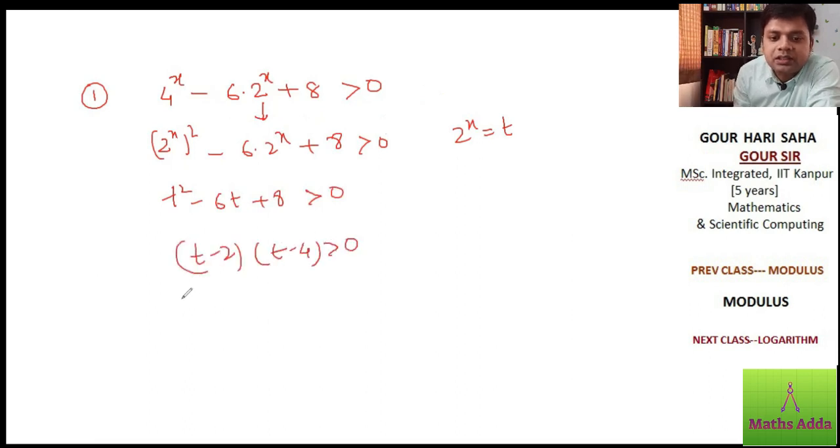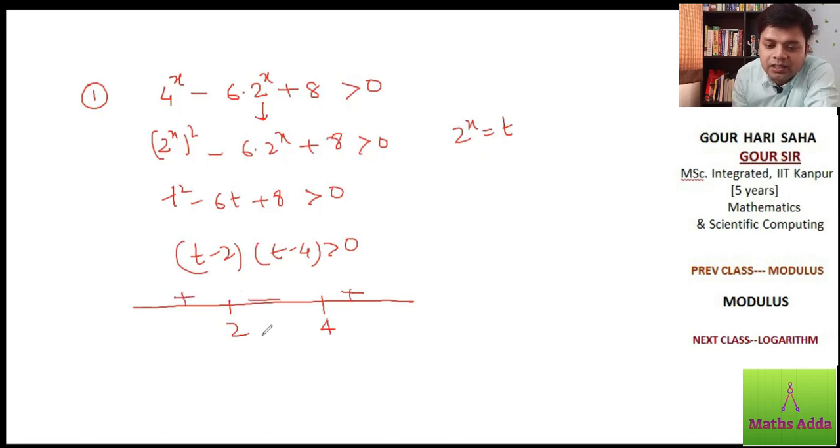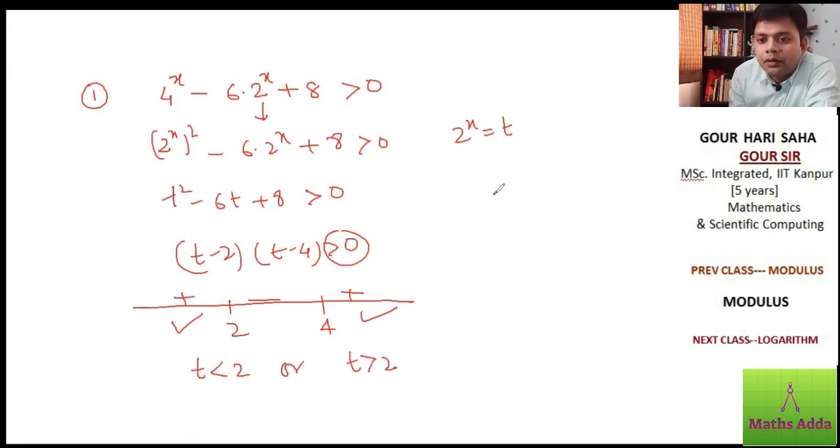Which question is it? It is a sign scheme question. Plot number line. Critical point 2, critical point 4, plus, minus, plus. See how sign scheme makes things easier. Now we are looking for positive. So this is positive, this is positive. So this means t will be less than 2 or t will be greater than 4. Now t less than 2. What is t? 2 to the power x. 2 to the power x less than 2, that is 2 to the power 1. So x will be less than 1. Why? Because base is more than 1. So you got half of the answer.